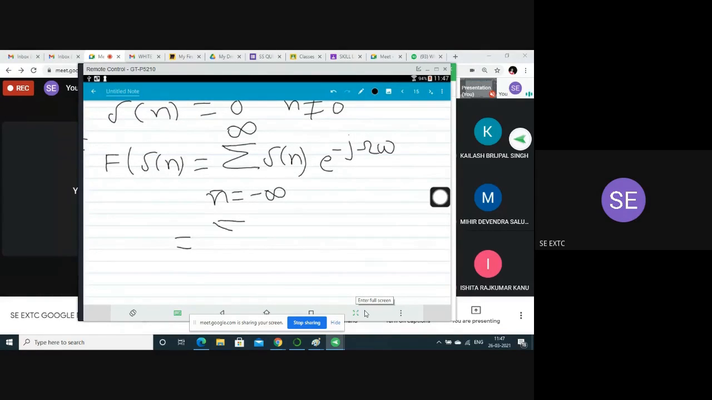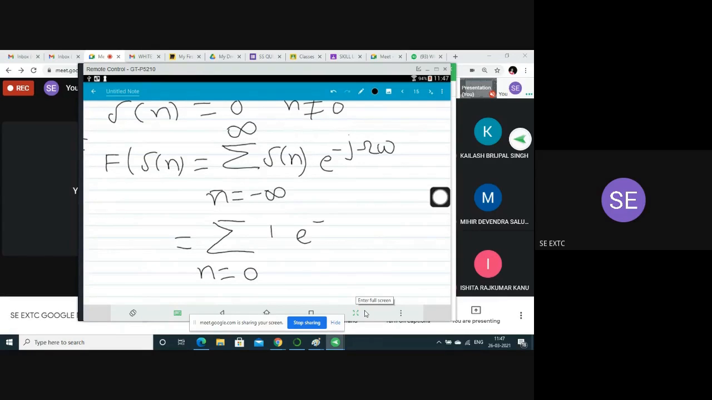If we are putting the value of del n equal to 1, so we have to take it at n equal to 0, because the unit impulse signal is equal to 1 at n equal to 0. So we are representing it here like this.